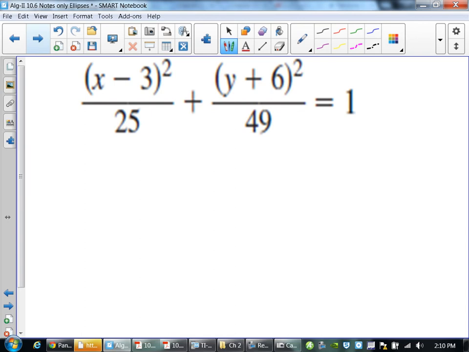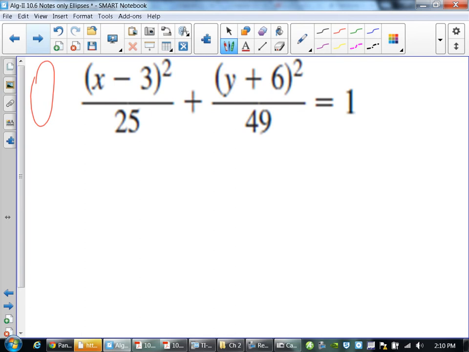So we have the quantity x minus 3 squared over 25 plus the quantity y plus 6 squared over 49 is 1. Which way is this going? It's going up and down. Why is it going up and down? Because 49 is a bigger number. 49 is a squared. But you're on the right track.